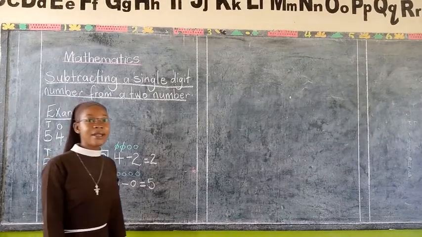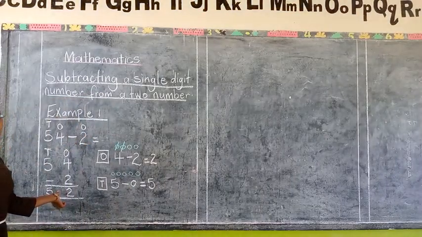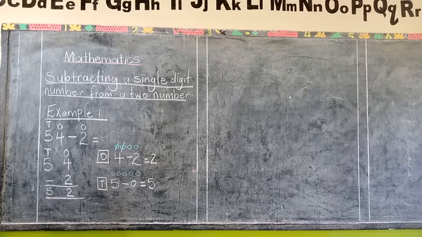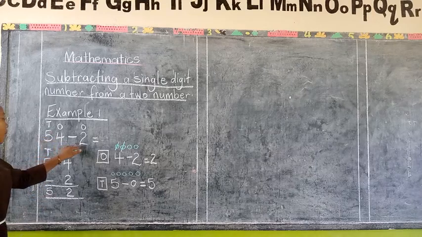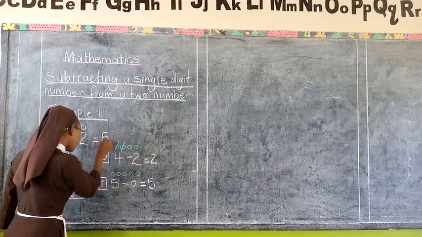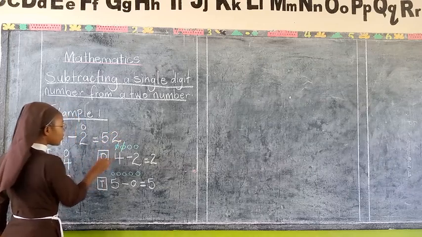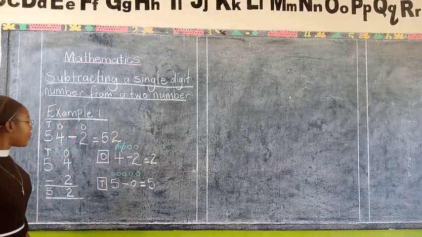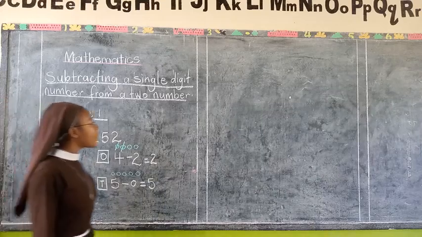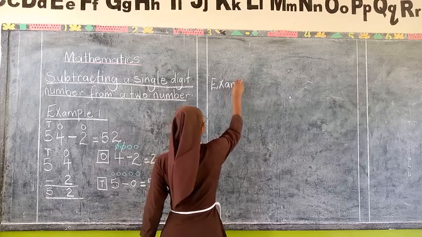Before we go to the next example, after we have finished subtracting here, we go to the question that was given to us and we fill in 54 take away 2. 54 take away 2, our answer is 52. We write our 52 there, and then we will have finished answering our question. Let's have example number 2.